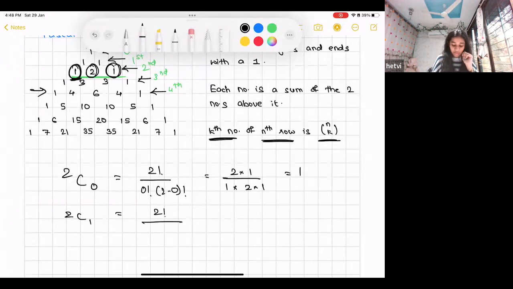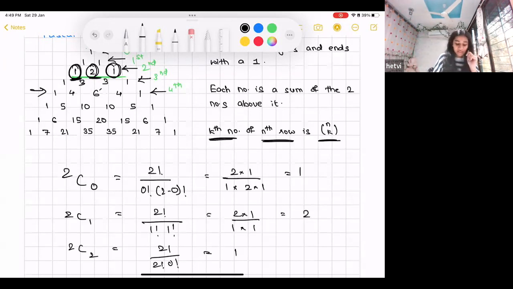2C1 is 2 factorial upon 1 factorial 1 factorial, which is 2 into 1 divided by 1 into 1, that is 2. So we get the second number. Similarly, if I try 2C2, I get 2 factorial upon 2 factorial 0 factorial, which is nothing but 1. So I get the third number 1. If you do this for the fifth row, this will be 5C0, 5C1, 5C2, 5C3, 5C4, 5C5. If you do it for the 10th row, again, it will be true. If you do it for the 50th row, it will still be true. They always follow this pattern.